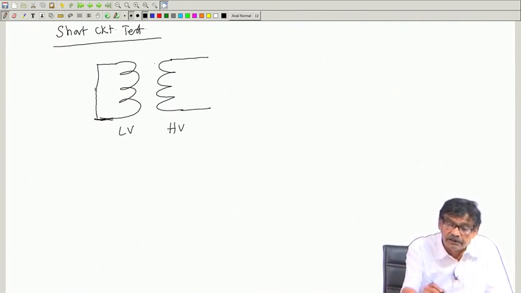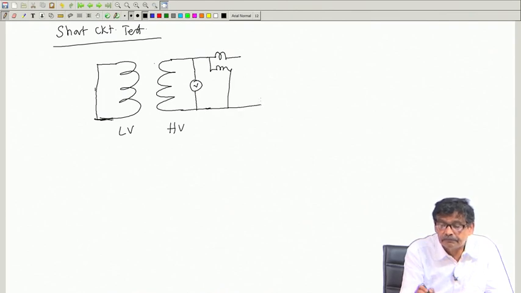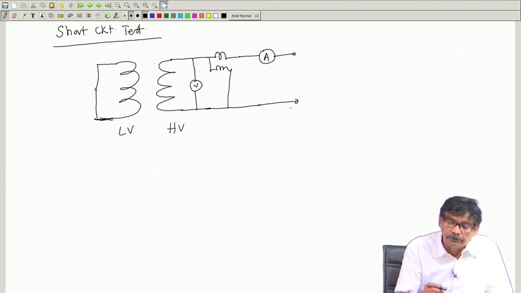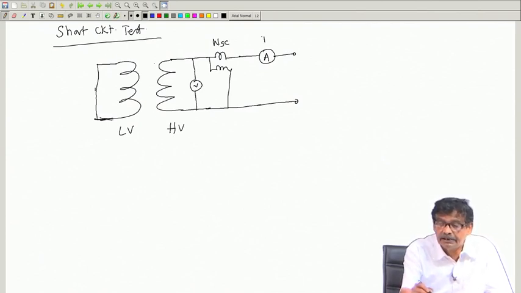And here I will connect once again those three meters. One is a voltmeter, another is a wattmeter, and also connect an ammeter. And here I will connect the supply. Okay, so you give some supply and note down the meter readings: the wattmeter reading, which I will write as Wsc, the ammeter reading Isc, and the voltmeter reading Vsc.